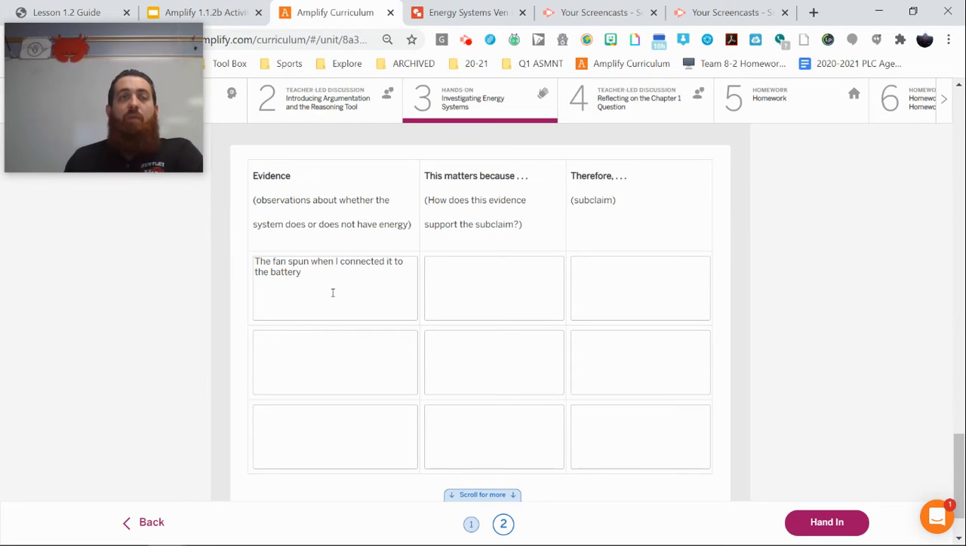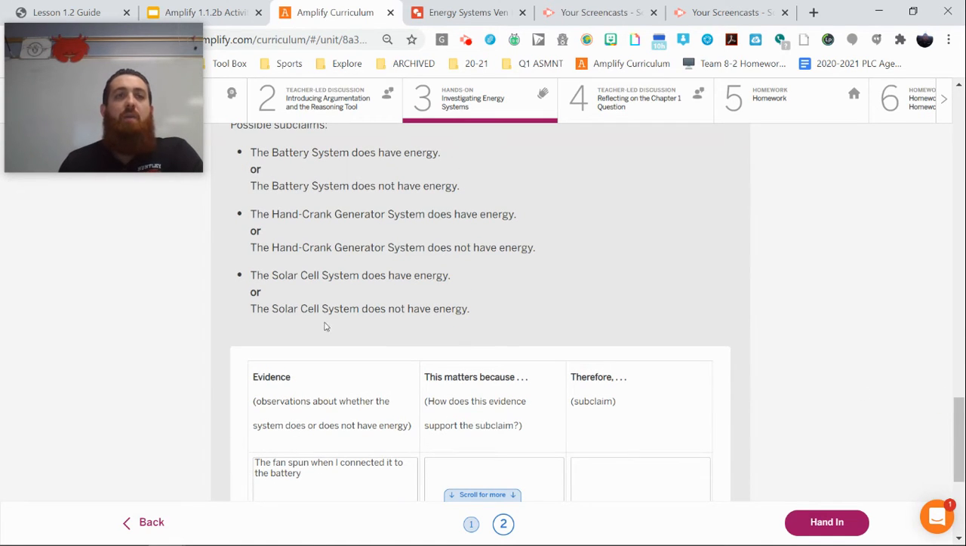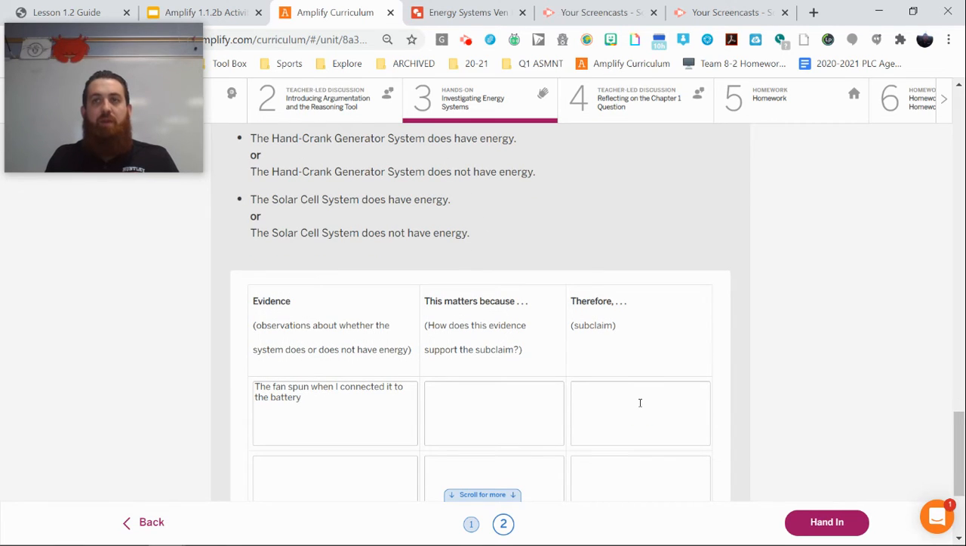So from here, you're going to go up to your subclaims and say, okay, which one does this go with? What subclaim does this evidence best support? Is it the battery does have energy, system does have energy, or does not? Okay, hopefully we can recognize that the battery system does have energy. We're going to take that subclaim and we're going to put it in the therefore section. So now the big question is, how does this evidence support the subclaim?